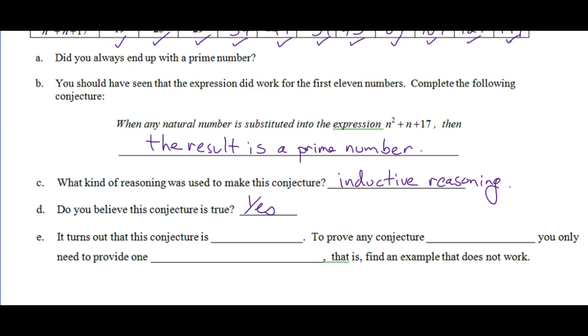It turns out, however, that this conjecture is false. You know that it's false because I said it turns out, however. Right? I mean, hey, it looked good. We tried 11 numbers. To prove any conjecture is false, you only need to provide, what do we need to provide? One example that doesn't work. A special name for an example that doesn't work. There's a one-word word for an example that doesn't work.